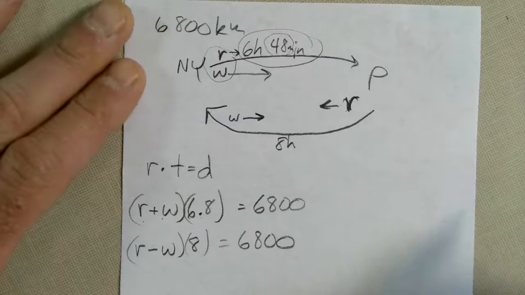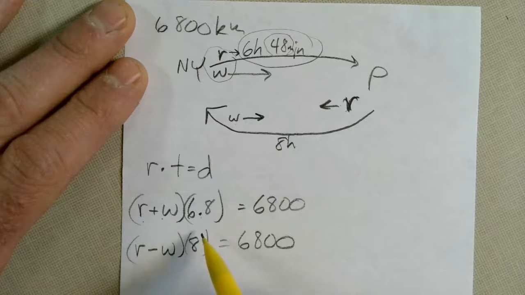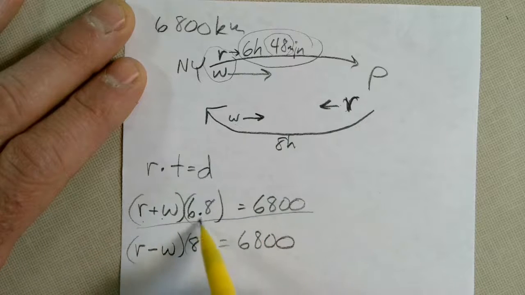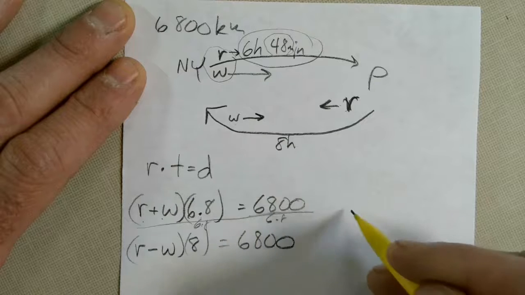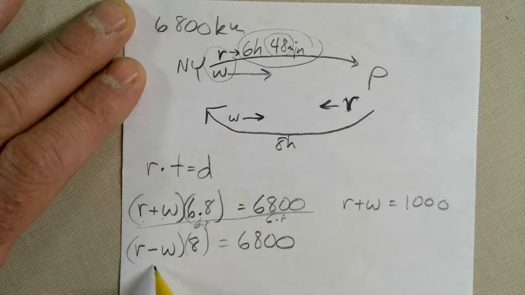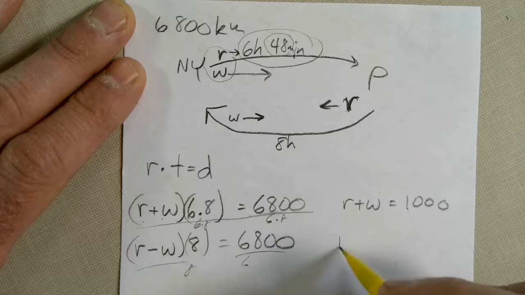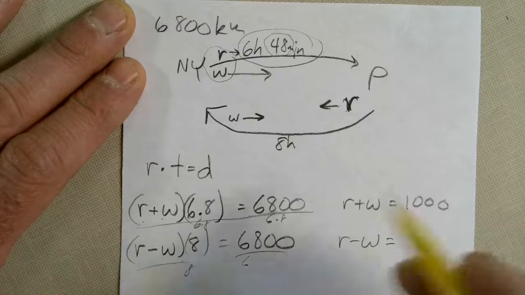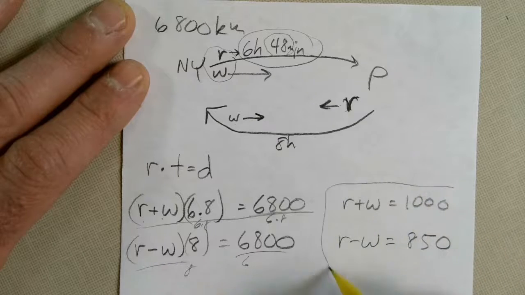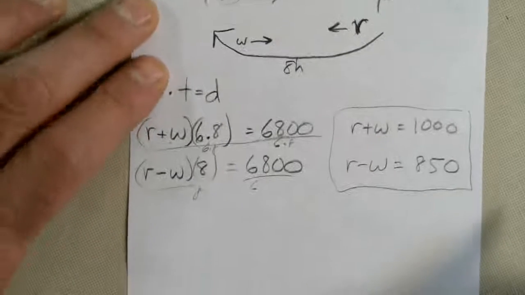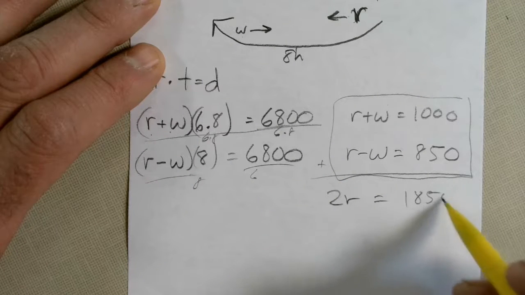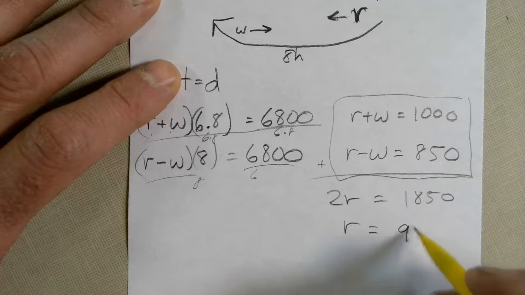Okay, so let's factor this stuff through. Or even better, let's divide both sides by 6.8 here, and what we'll get is R plus W equals 1,000. That's nice. And then divide this one by 8, and what we'll get is R minus W equals 850. Okay, now we have two equations and two variables. Let's go ahead and add them. 2R is equal to 1850, which makes R equal to 925.